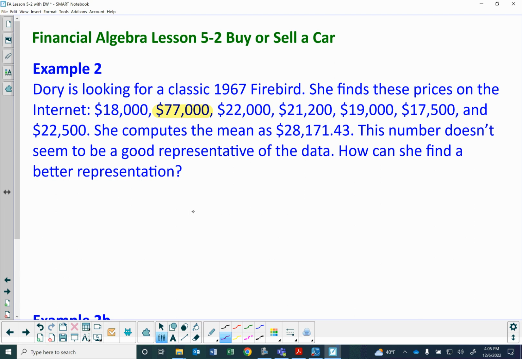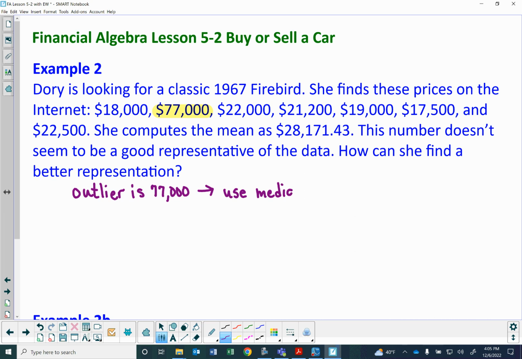So if that's the case, we have an outlier. And when you have an outlier, the best representation is to use the median. Okay, when we have an outlier, you need to use the median. Don't leave the outlier out of the data. We just simply use the median.